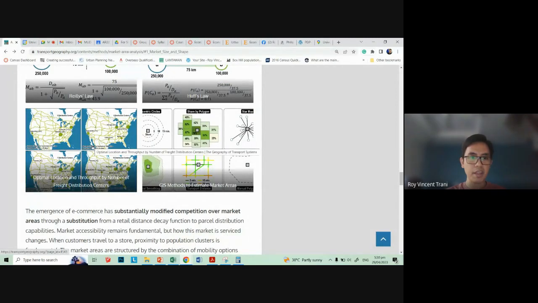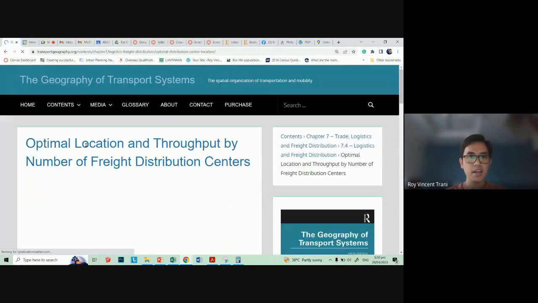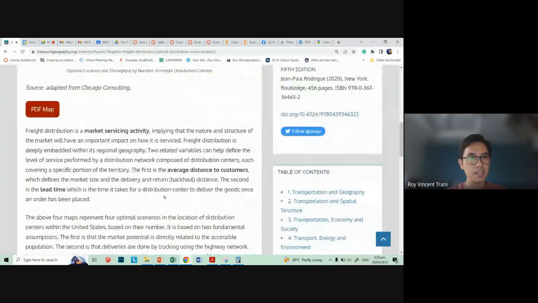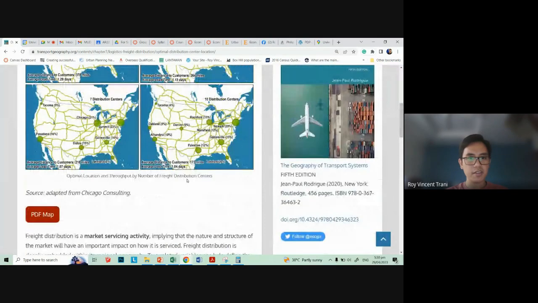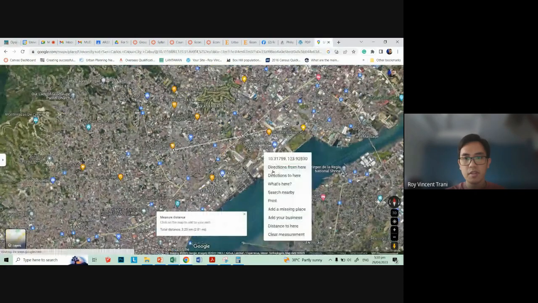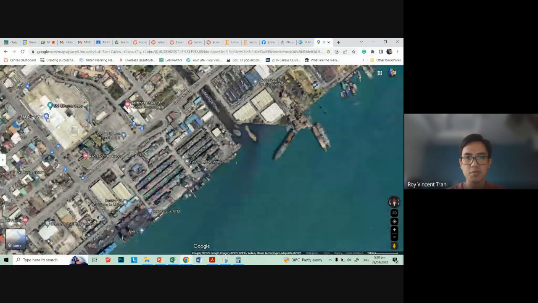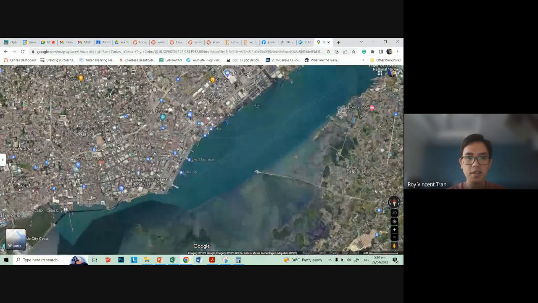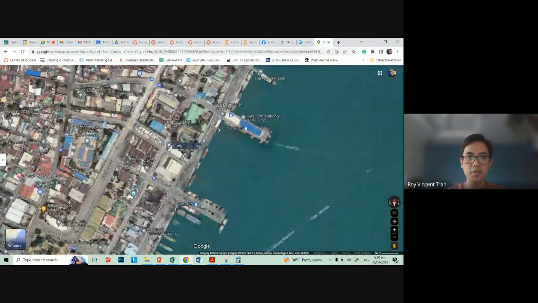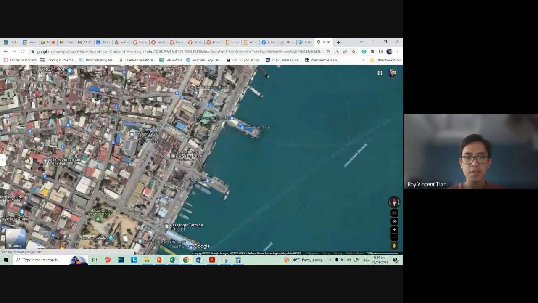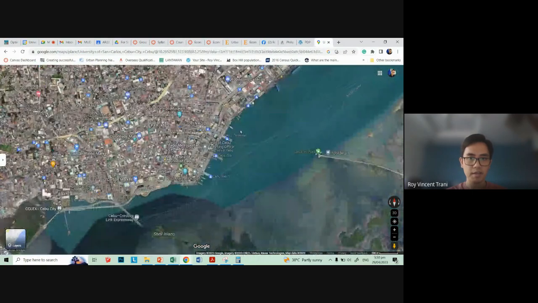Optimal location and throughput by number of freight distribution centers. So this was a bit more, I think, interesting. You are using freight centers. So in Cebu City, we have several ports that I would think would classify as freight centers. We have the Cebu International Port. We have another one here. This one is for the transportation of people, like Pier 1, Pier 2, and 3.